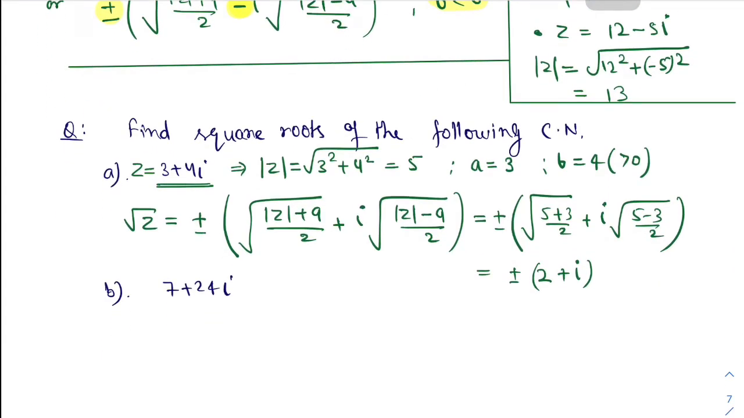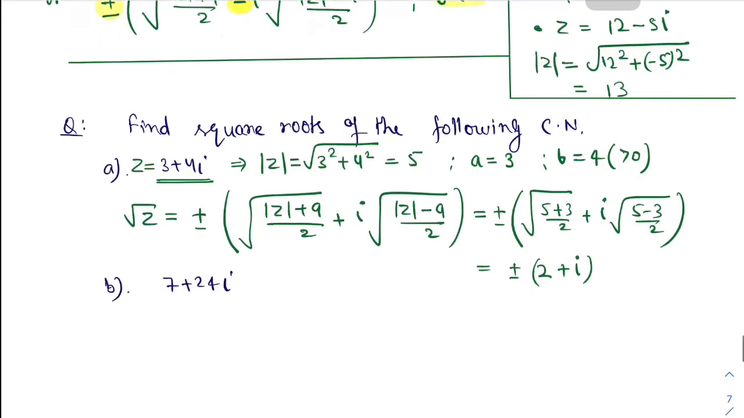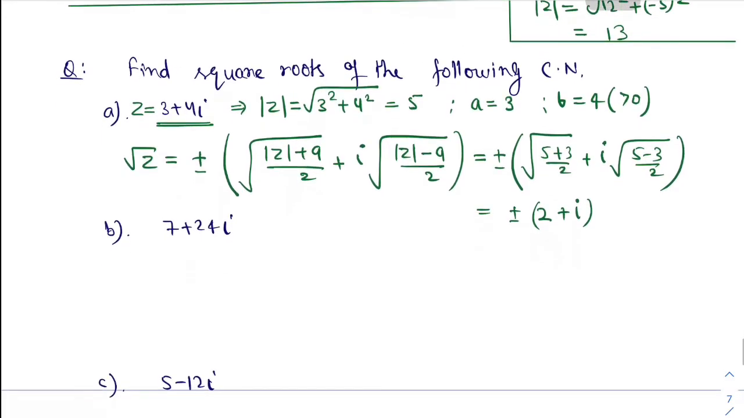So the answer is, there are two square roots of this particular complex number. One is taking plus sign, that is 2 plus iota. Other is taking negative sign, that is minus 2 minus iota. So these are the two square roots of this complex number, that is 3 plus 4 iota. Okay, let us apply again in this question.